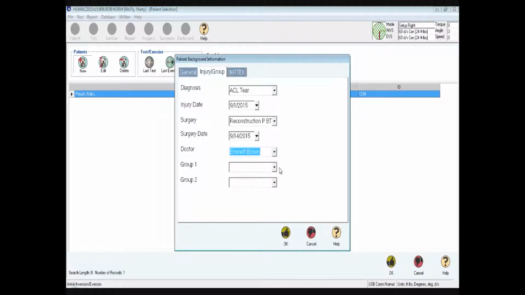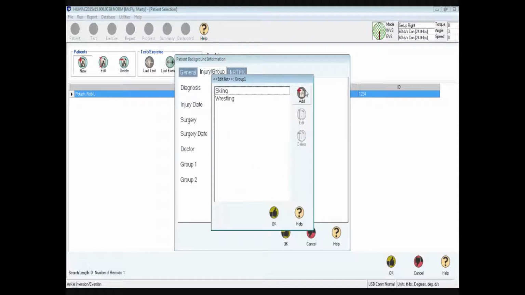I also like to use groups. So for group 1, this is the overall group. Let's add in group ACL.